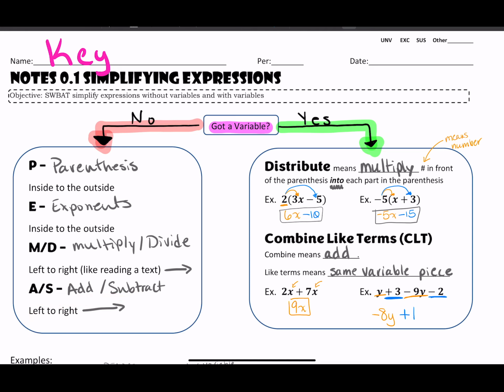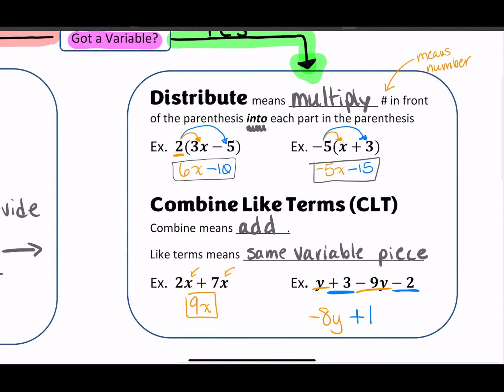If you do have a variable, then what you're going to do is you're going to distribute and combine like terms. Now, distribute means you multiply the number in front of the parentheses into each part. This hashtag sign, before it was a hashtag, it used to mean number. I'm going to use it a lot.